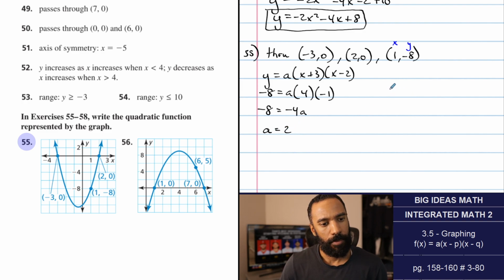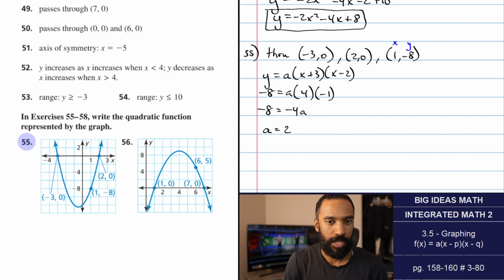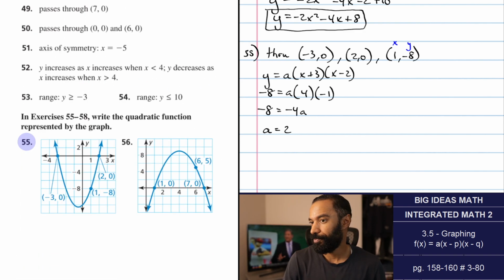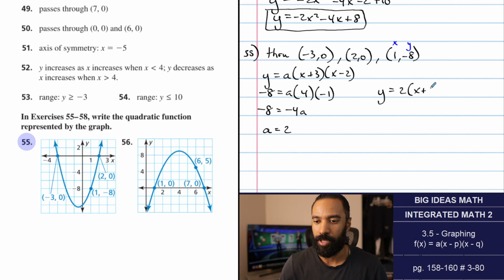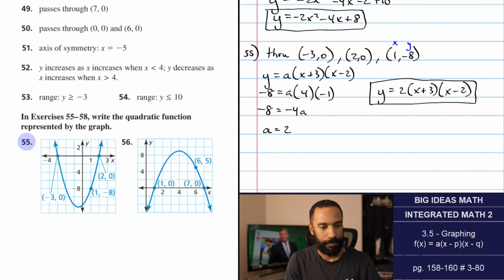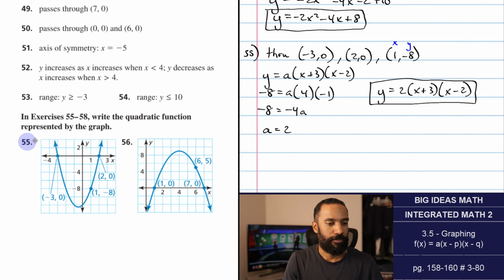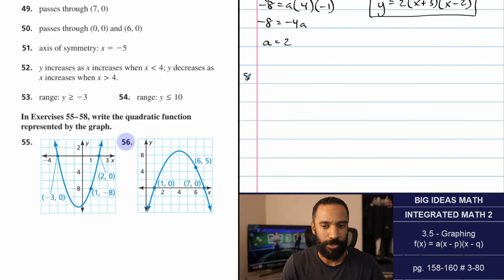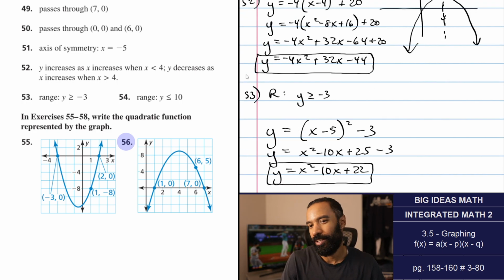Do they say write in standard form? No. They just say write the quadratic. These ones before said write in standard form. Here they say write the function. Factored form or anything is, I think, fine. So y equals 2 times x plus 3 times x minus 2. It's fine. They don't say standard form. This is a quadratic. It works for me. Factored form, once again, this is the factored form, the intercept form section. So I think at some point they probably want us to have used intercept form on that one.